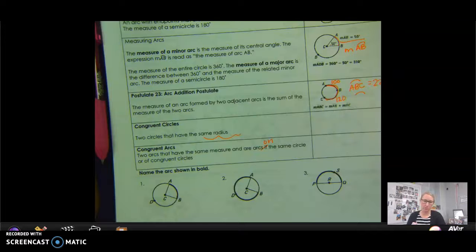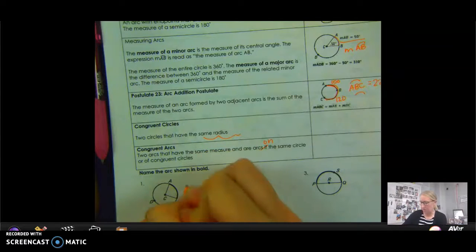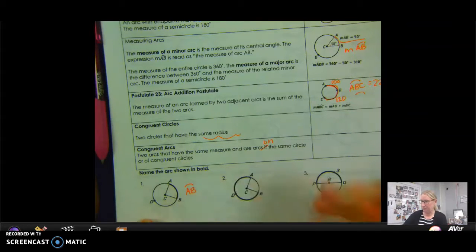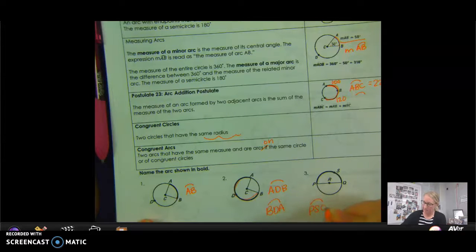Name the arcs shown in bold. So this is bold, so that would be arc A to B. Right here is bolded, so we have to go around in a circle, and it's a major arc, so I need three letters. So I'm going to go A to D to B if I'm going this way, or B to D to A if I'm going the other way. This one is a semicircle, and I know that because it goes diameter to diameter. I'm going to name it with three letters again, P to S to Q. Or I could do Q to S to P. Kind of like when you're naming angles, you have to go in order. Same thing here.